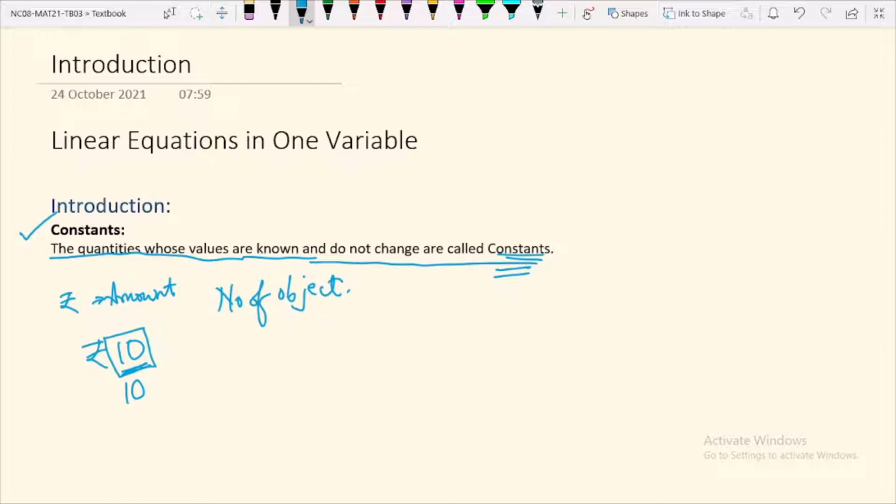Another example: if I ask you to bring me 2 apples, you know the value of 2. If you know this value, you can bring me 2 apples, and this value doesn't change with time. So numbers are called constants because they do not change their values. All numbers, let it be 2, 4, 10, 100, any number, if a quantity has a fixed value, are called constants.